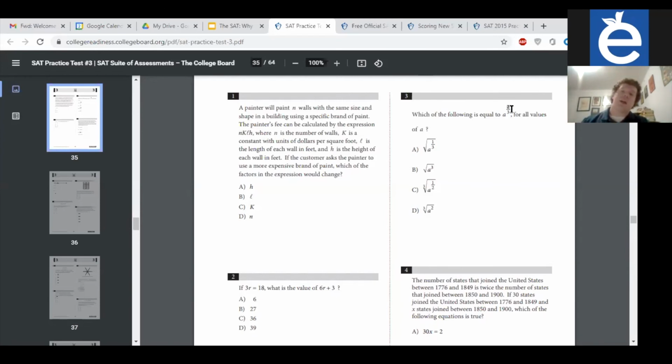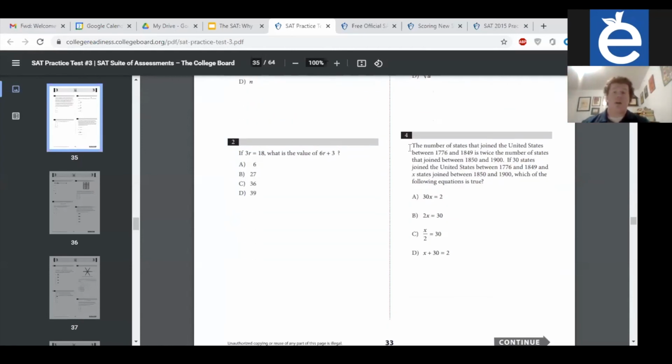What we see here is a to the 2/3, a fractional exponent. When we have a fractional exponent, the top number, in this case the 2, means a squared. So a to the 2. The bottom number, 3, is our root. So cube root. So that means we have a squared underneath our cube root. Our answer for number 3 would be D.